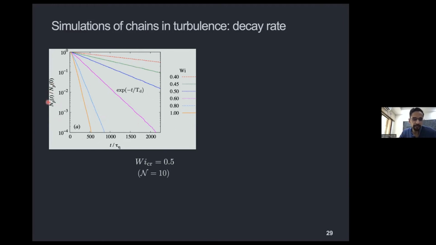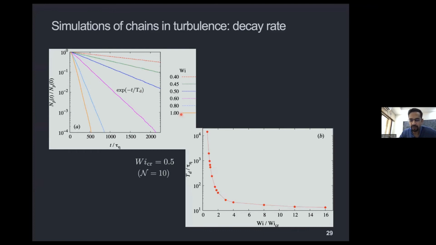And then I can plot the number of surviving polymers with time. And what you see is a confirmation of the prediction I showed you earlier, that there is exponential decay. And one can extract the decay timescale from these plots. And you find that the decay time decreases dramatically as you cross the coil-stretch transition. Now, this is something that we expected from our understanding of the stretching of polymers. So as you go across the critical Weissenberg number of half, polymers start stretching out more. And it makes sense that they also break up faster.